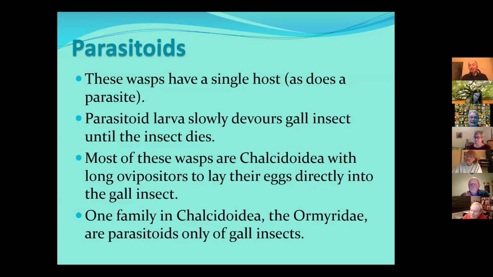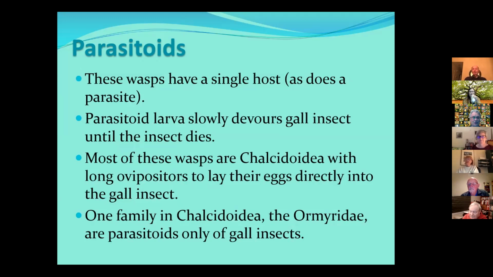They lay their egg into the gall insect, and as their egg becomes larva and then develops slowly into an adult, it will slowly eat the entire gall insect larva. So in fact, there's a whole family of chalcidoids. These are called the Ormyridae, and I have one picture. Sadly, it's one I took. Joyce has got to get me a picture of an Ormyrid.